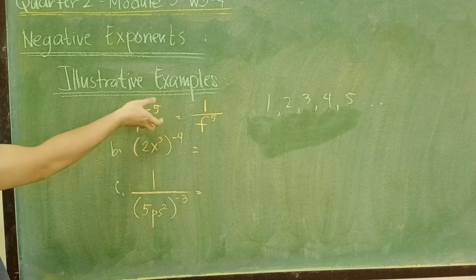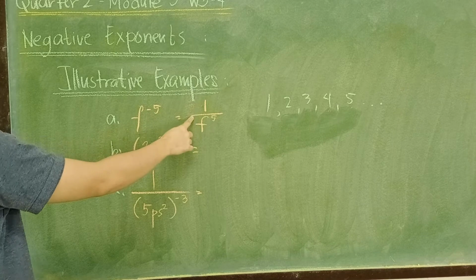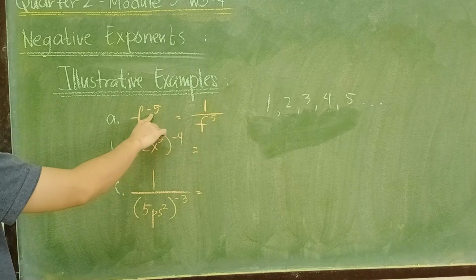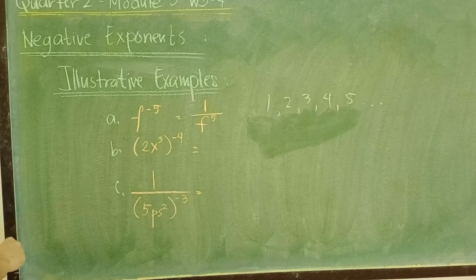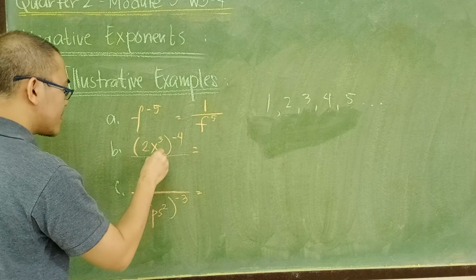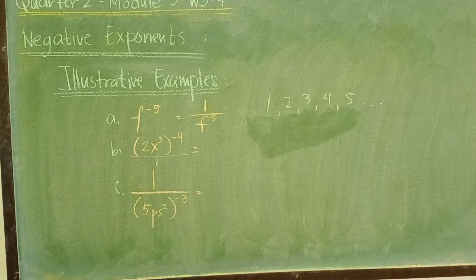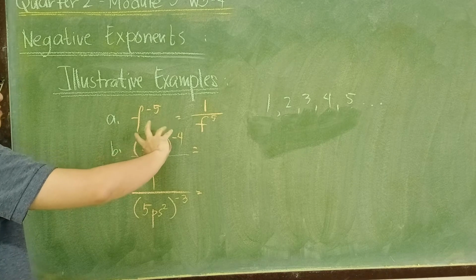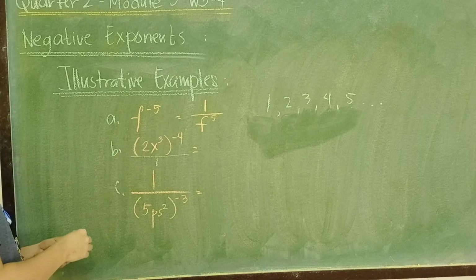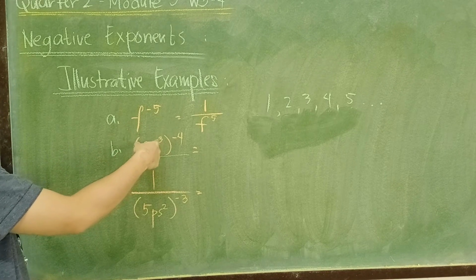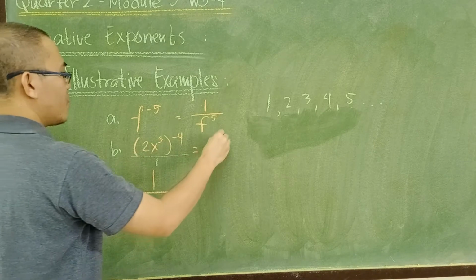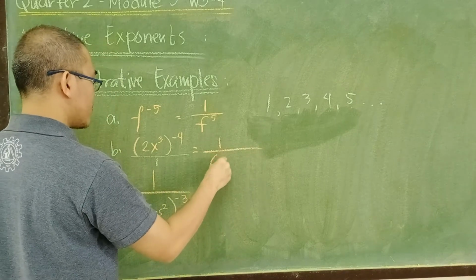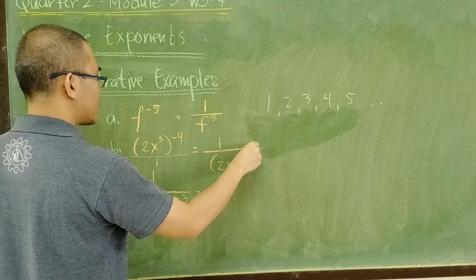So, kukunin mo lang yung reciprocal nun to have 1 over f raised to positive 5. So, yung negative 5 nun, magiging positive 5 na. Same with b. Meron kang denominator na 1 dyan na hindi na nilalagay. So, kunin mo muna yung reciprocal niyan bago mo gamitin yung power of a power na rule. So, this will become 1 over 2x raised to 3 raised to positive 4.